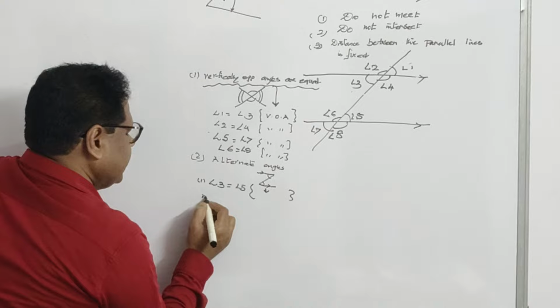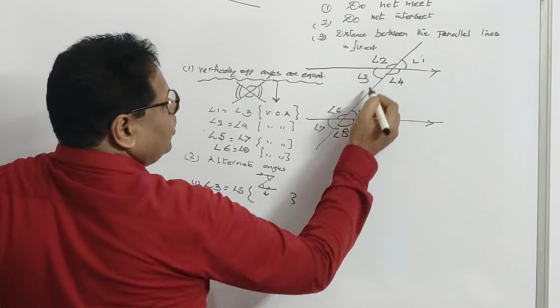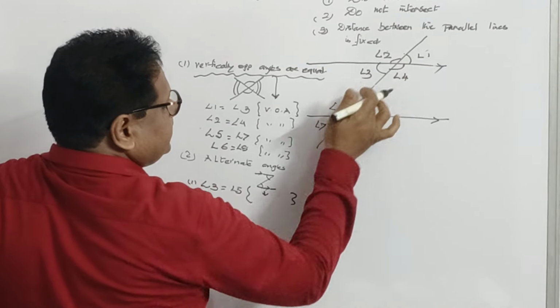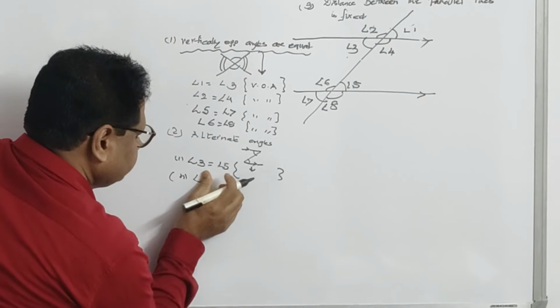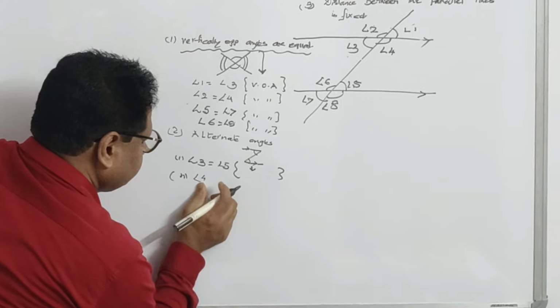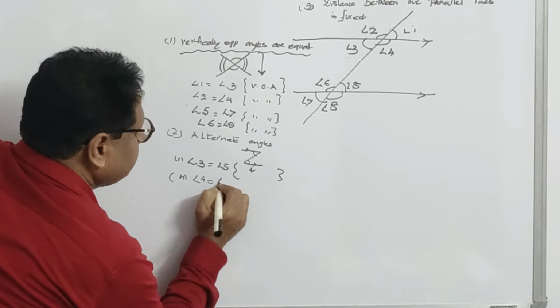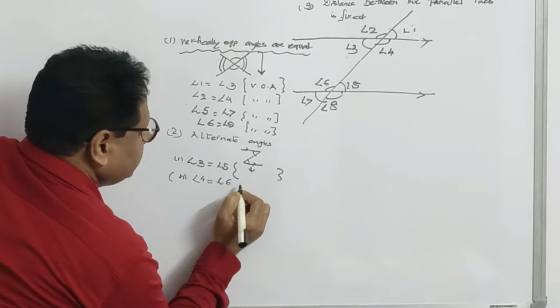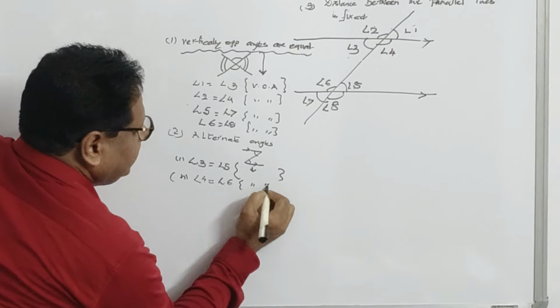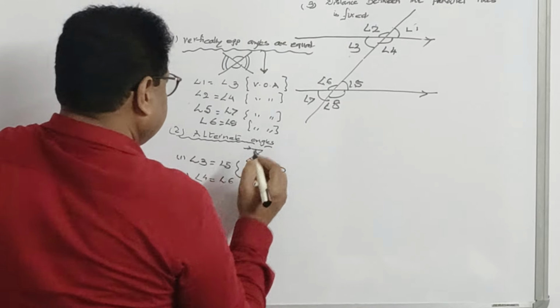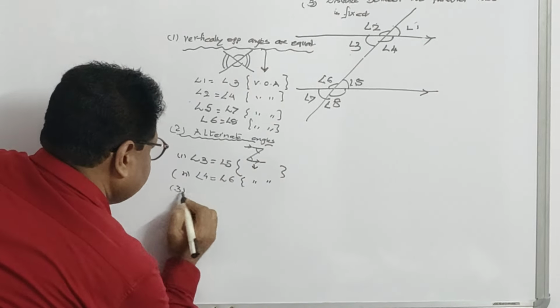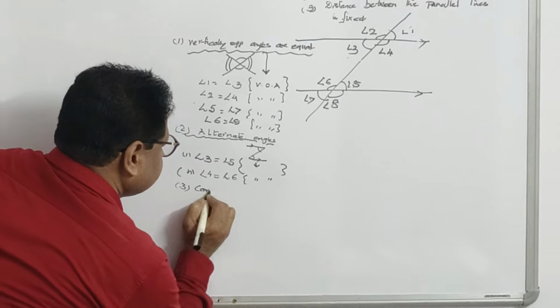Second pair, angle 4 equals angle 6. This is the Z shape. So angle 4 equals angle 6. The same reason, alternate angles. So this is the second pair. Then the third pair is corresponding angles.